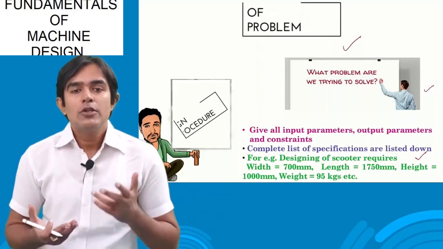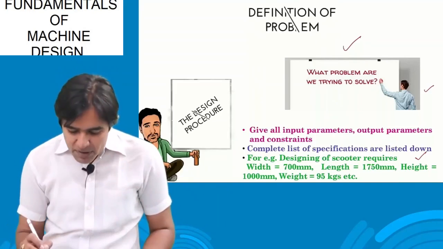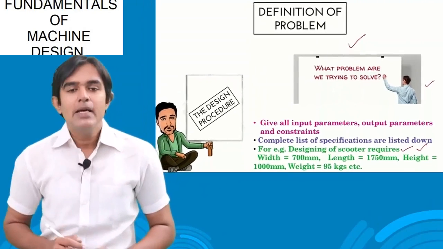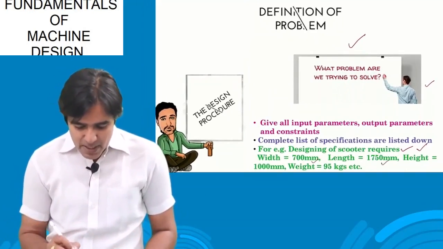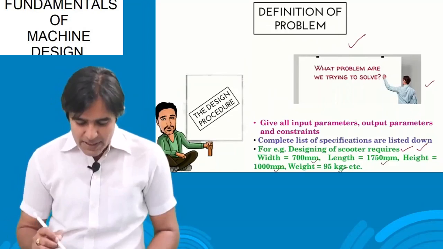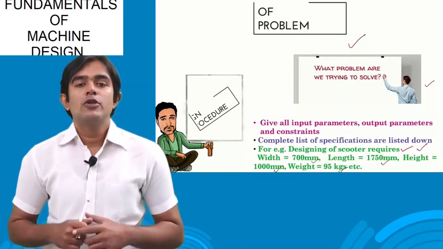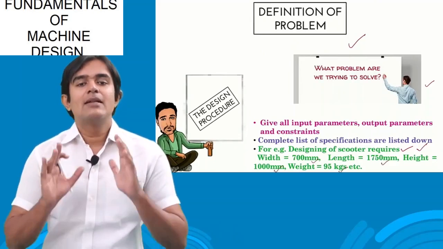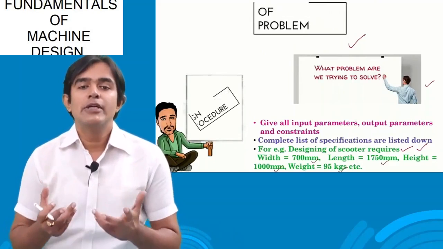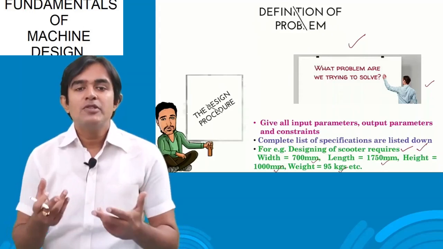need to do. So here I need to give the proper specifications, like the width is 700 mm, the length is 750 mm, the height is 1000 mm, the weight is 95 kgs. So this is a proper definition of a problem. I am defining that this is how the product is going to look. Let us proceed with the next step.